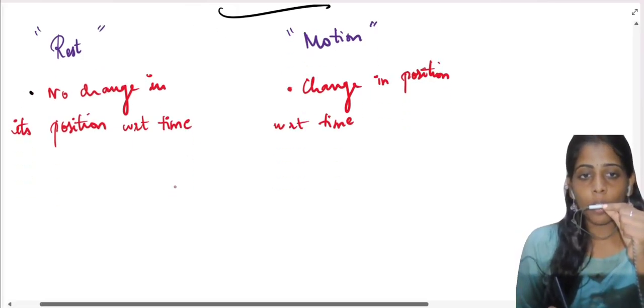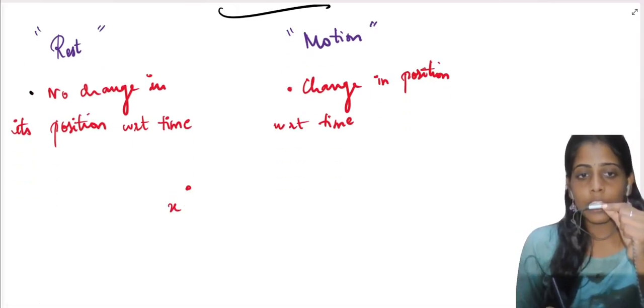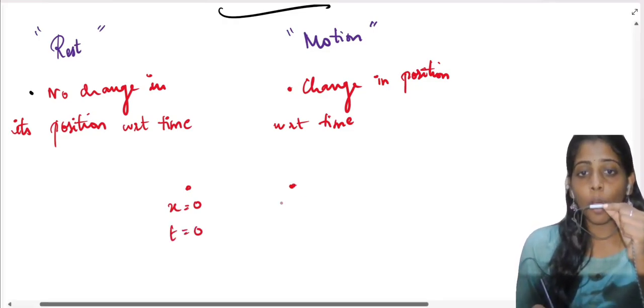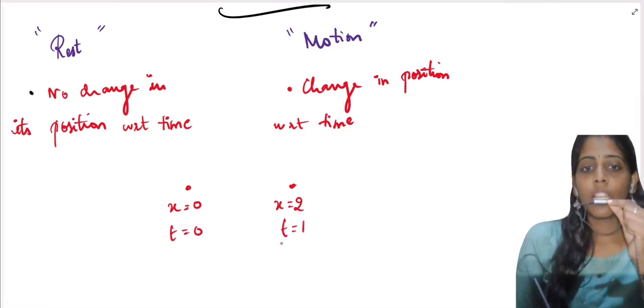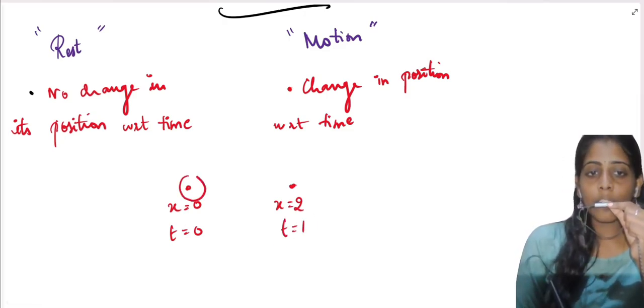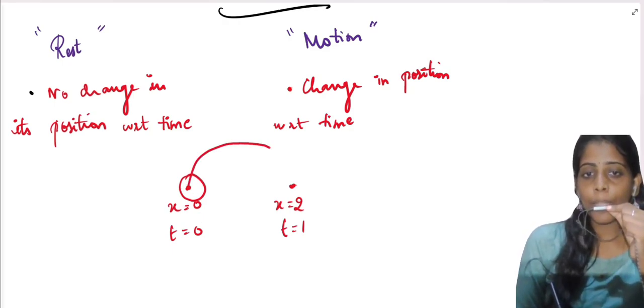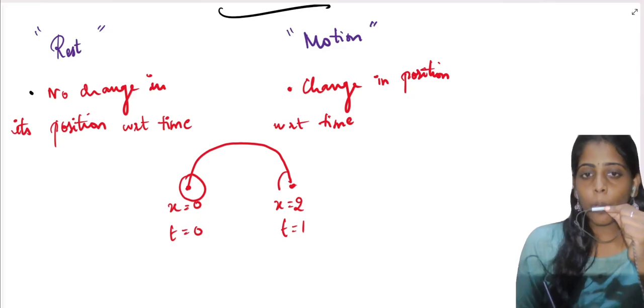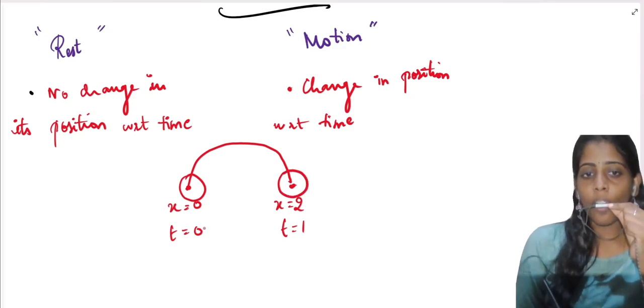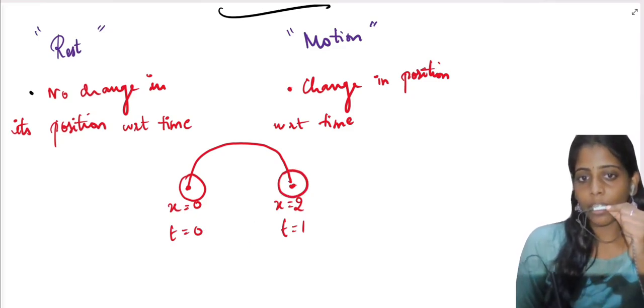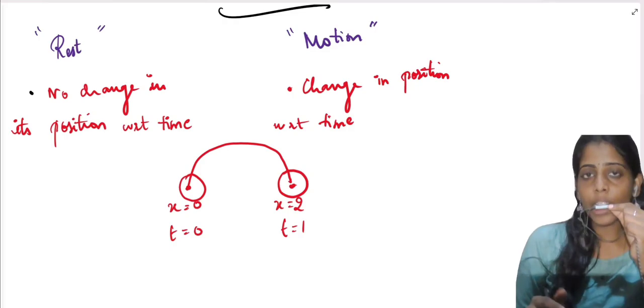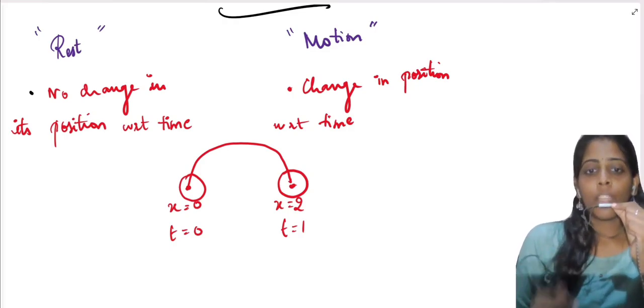So what I'm telling is, let us say I have an object at x is equal to 0, at t equal to 0. Now the same object moves to x is equal to 2 at t is equal to 1 second. This means this object, which was initially at x is equal to 0, has shifted from its original position to another position in a time interval of 1 second. That is, this object underwent motion.